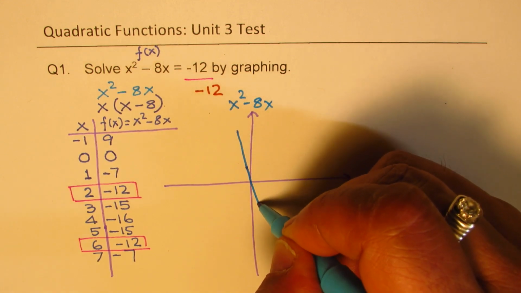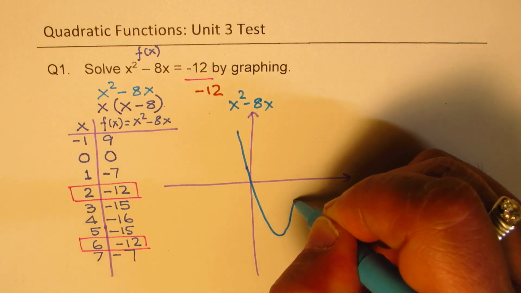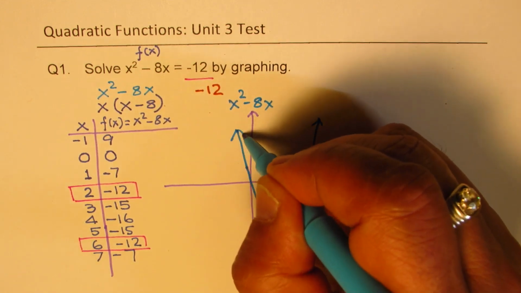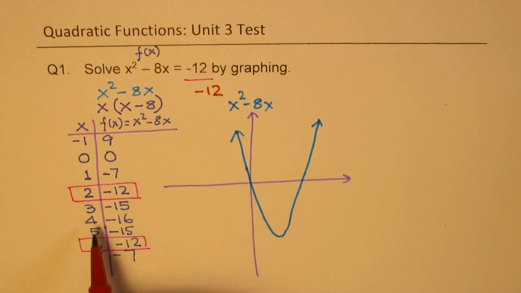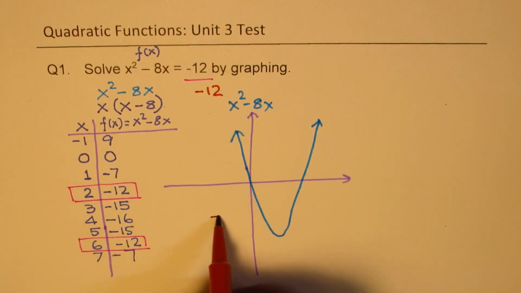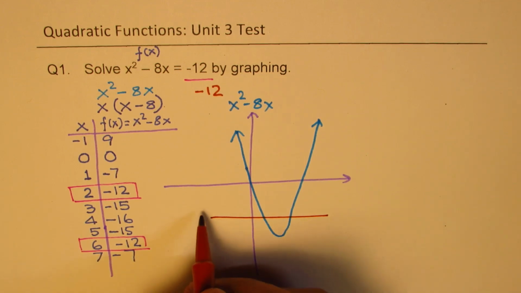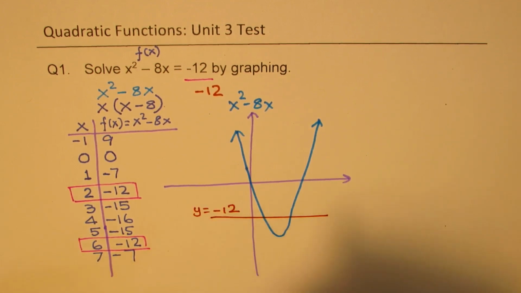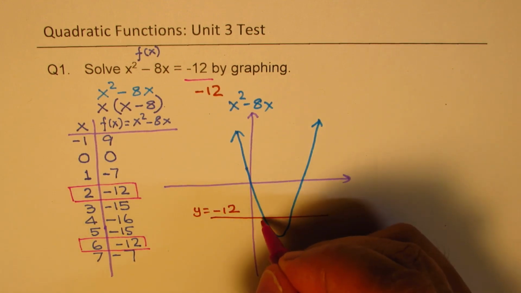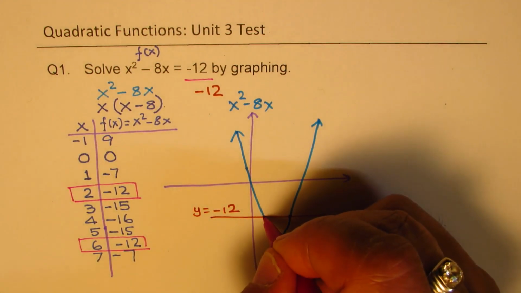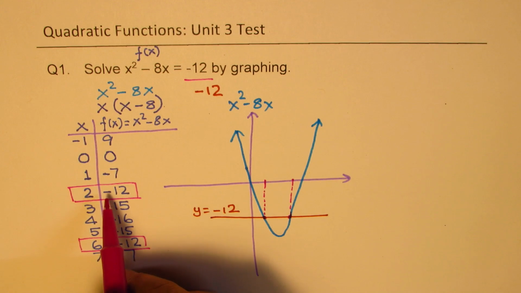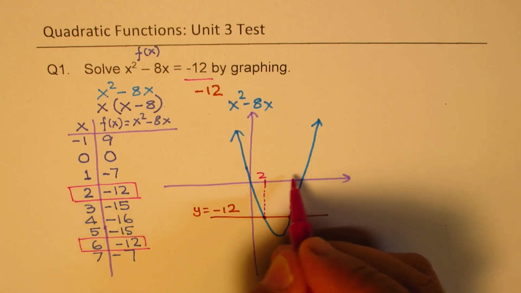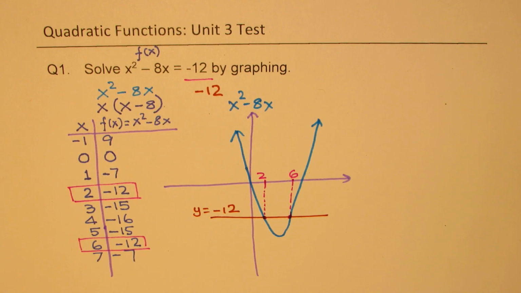So at 0 it is 0, right? We are making an approximate diagram here with all these points, and we do understand that it is minus 12 at 2 points which are 2 and 6. So if I draw a line here, this is y equals minus 12. Then we do have a solution, and the solution here is these 2 points, correct? And on a graph paper, you will find that these 2 points will be at 2 and 6, right? So 2 and 6 is our solution, correct?